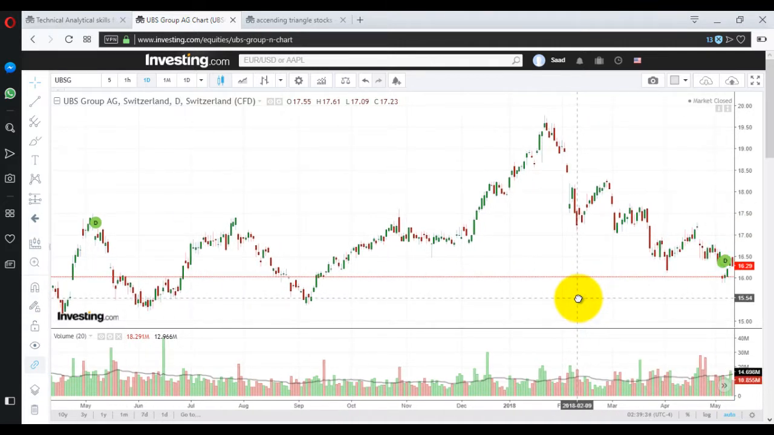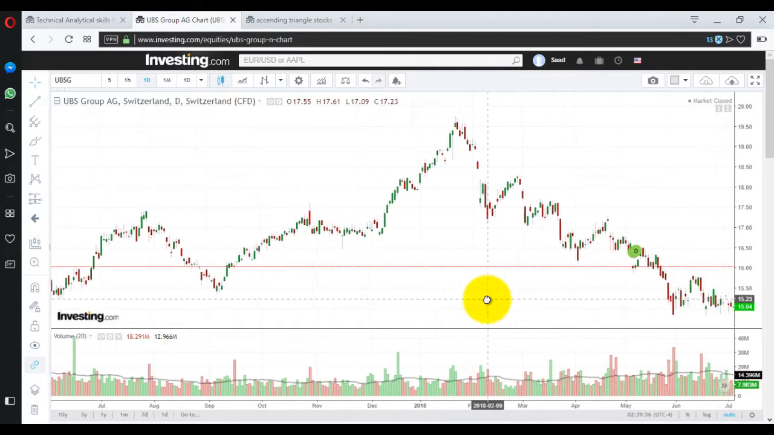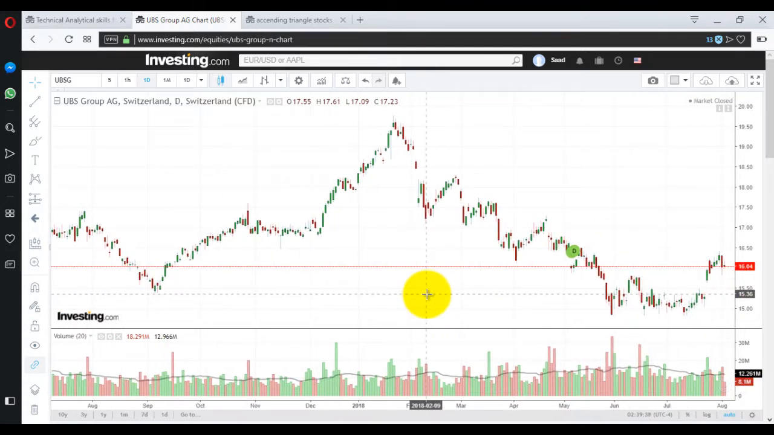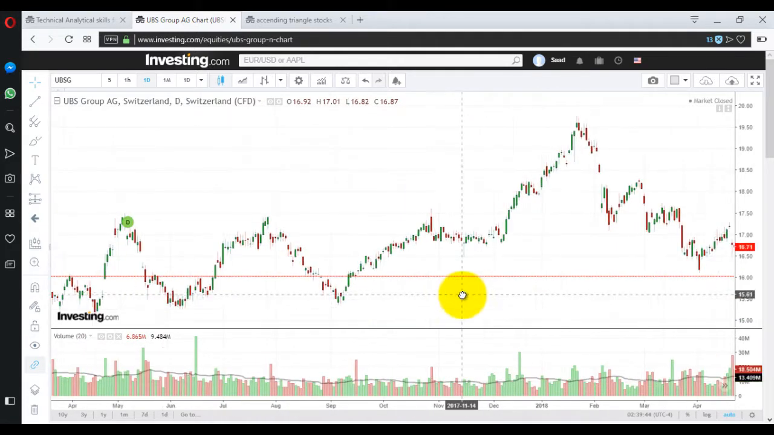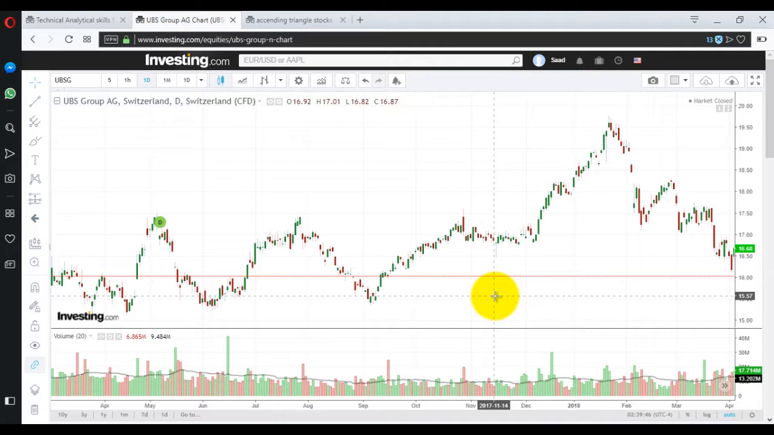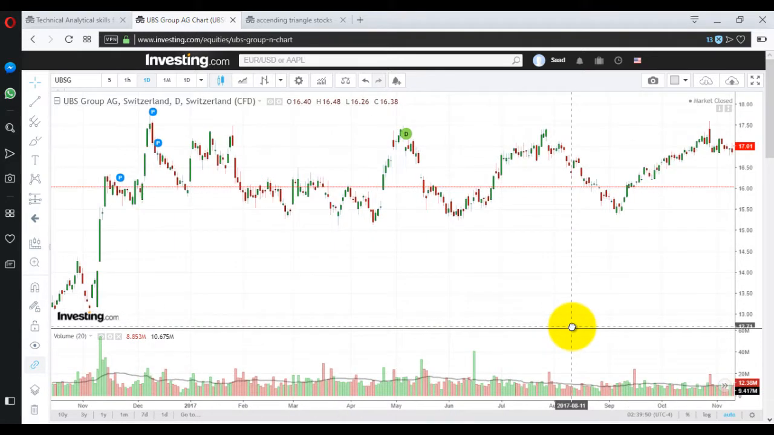If it jumps up, then it's your best technique. If it fails, you understand that okay, this is it. But an ascending triangle is one of the best and easiest ways to make money. Let's check out how you can easily make money.